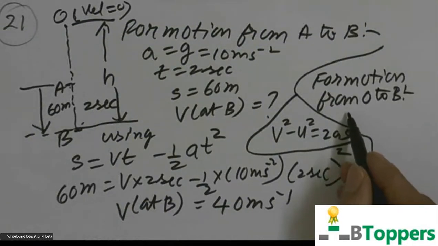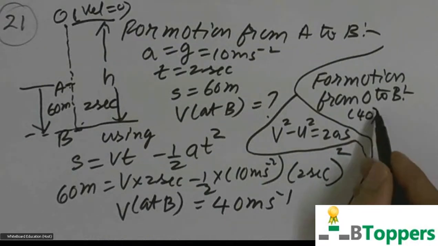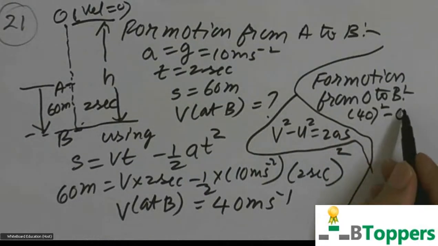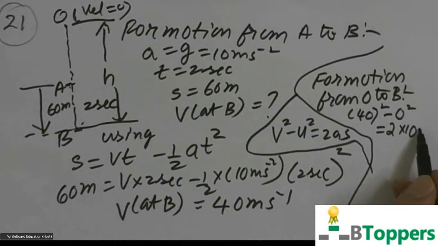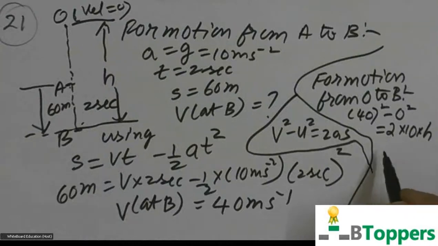So here, final velocity at B is equal to 40 meters per second. Initial velocity at O is 0. The acceleration is equal to 10 meters per second square. S equal to H meters. Can simplify this. So you get the answer as 80 meters. If you want to copy the solution of this problem, you can take a pause and copy the solution of this problem.